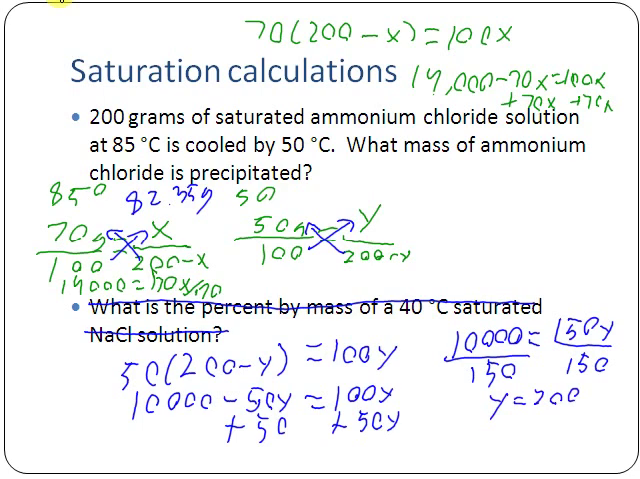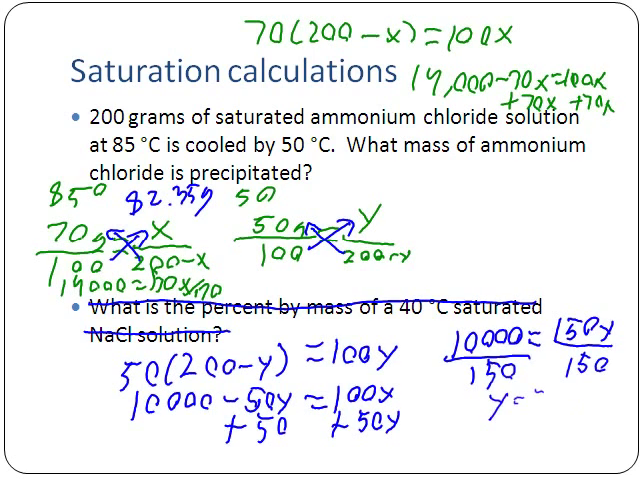Okay? And so I've got a little bit of a problem here, so let me take a look for just a second. I see, I apparently can't do math here. 10,000 divided by 150 is very clearly not 200. So we're going to get rid of that right there. Instead it's 66.66, and so we get 66.66. And so grams here.